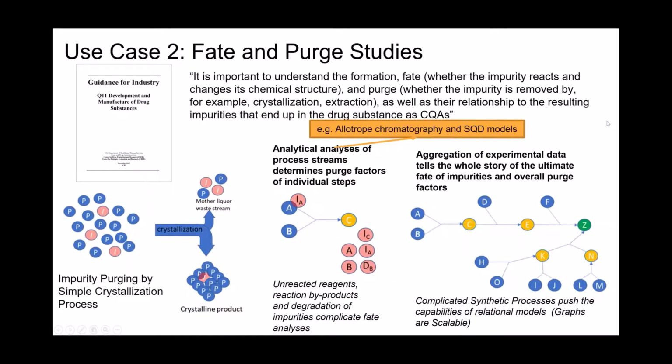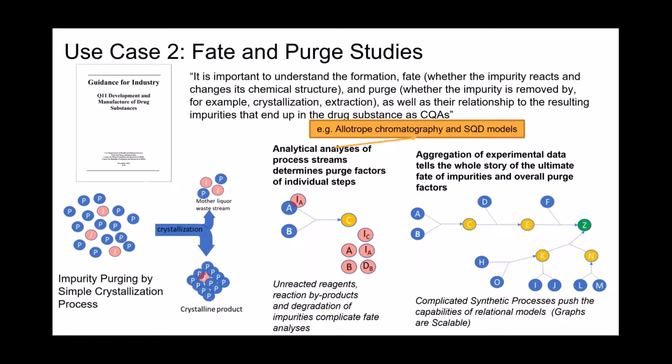The second exemplary workflow is a fate and purge study. As the name implies, a fate and purge study determines the fate of an impurity in a synthetic process. Again, these studies are expected by the regulatory agencies. As an example, we look at the crystallization process on the lower left.